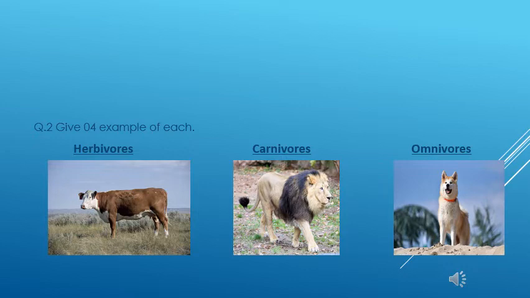Now, at the start of the video, I asked you a question: in which category will you keep human beings? So, human beings are omnivores because we have the ability to eat both things. We can eat plants and animals. So animals who can eat both plants and animals, we call them omnivores.